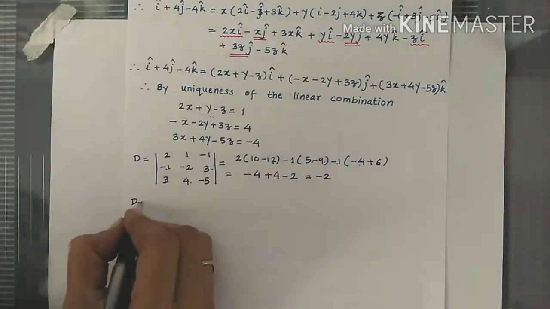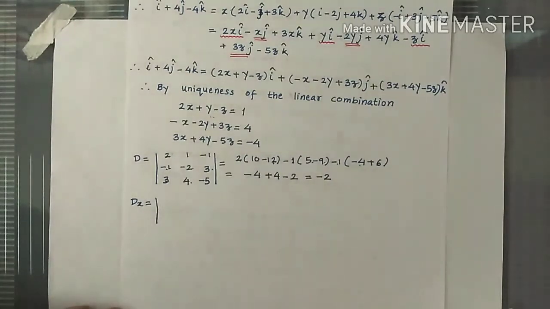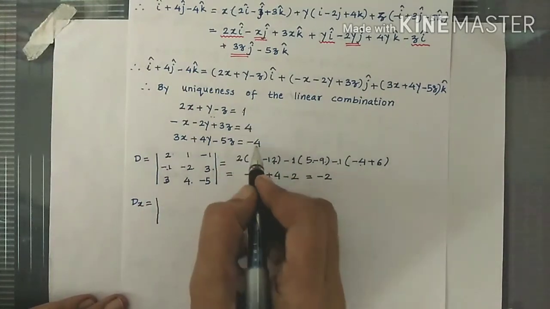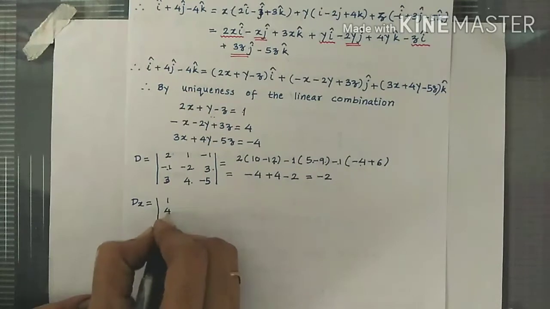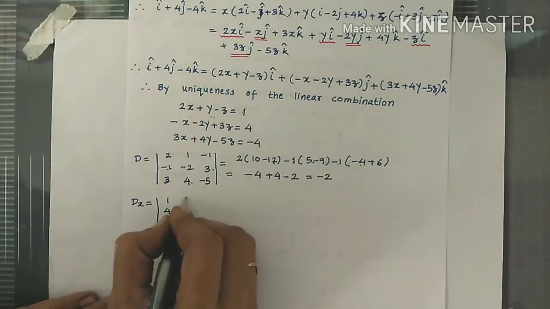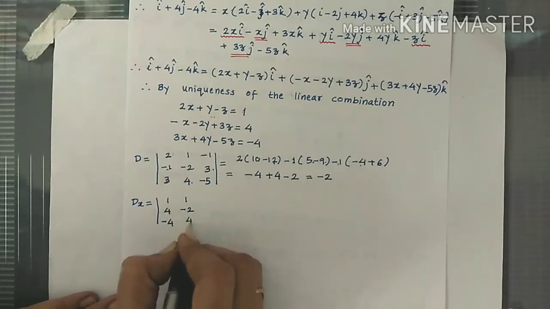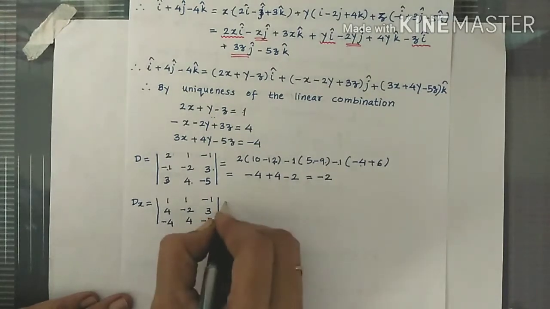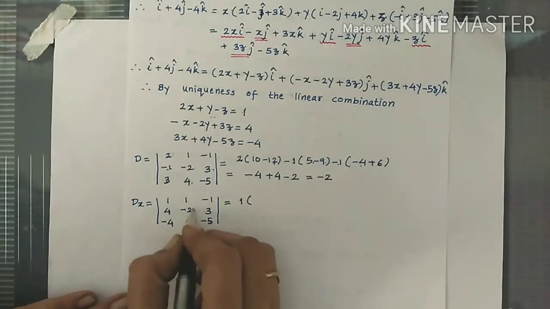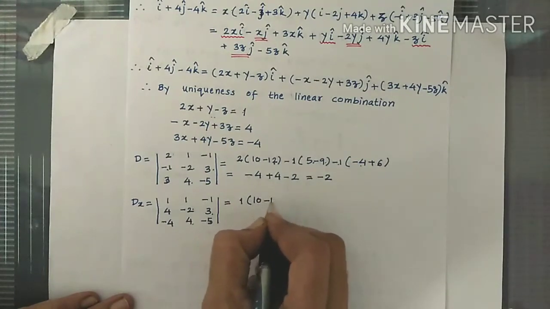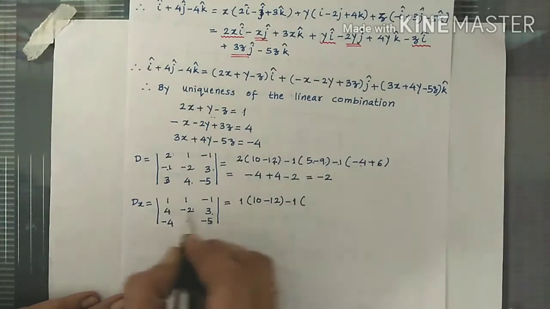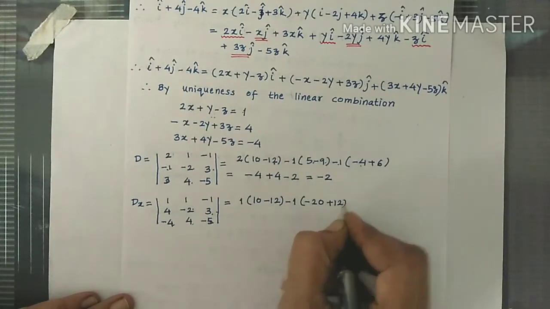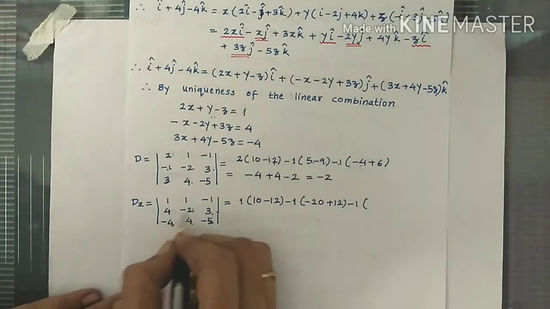Now let's solve for Dx. For Dx we have to replace the column of coefficients of x by the constants. Those are 1, 4 and minus 4. So now the first column is 1, 4, minus 4 and the remaining two columns are as they are. So minus 1, 3, minus 5 is the third column. Solving this we get 1 times 10 minus 12, then we have minus 1 times minus 20 plus 12, and the last one is minus 1 times 16 minus 8.